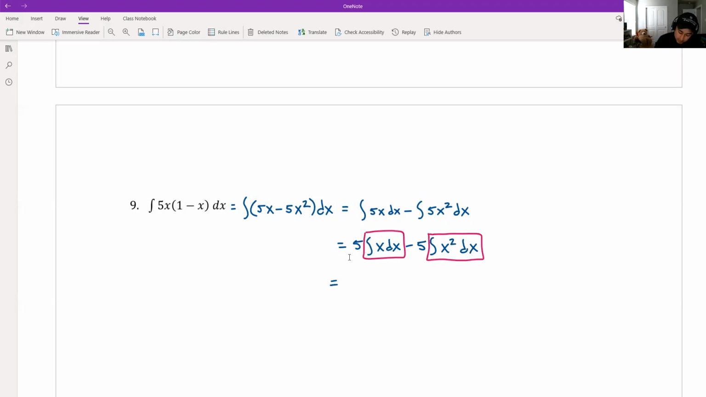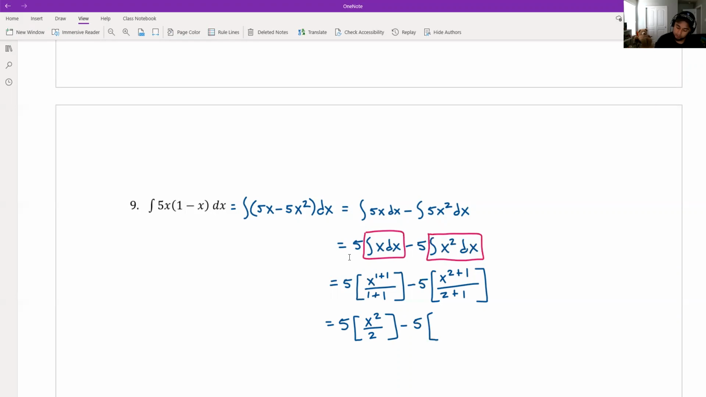It's going to be power rule on both of these. So you get 5 bracket x to the 1 plus 1 over 1 plus 1 minus 5 bracket x to the 2 plus 1 over 2 plus 1. All right, let's clean up. And we will get 5 times x squared over 2 minus 5 times x cubed over 3.